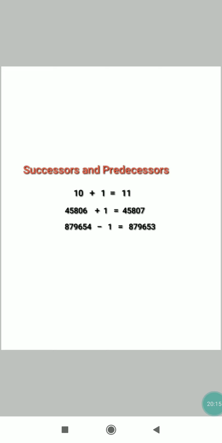Whereas in the last you can see a 6 digit number is given, 879654, and here we are subtracting one from that number. So when we subtract, we get the predecessor of the given number. Like this is the way, student, we find the successor and predecessor of any given number. You just have to keep one thing in mind: successor means to add one, predecessor means to subtract one.